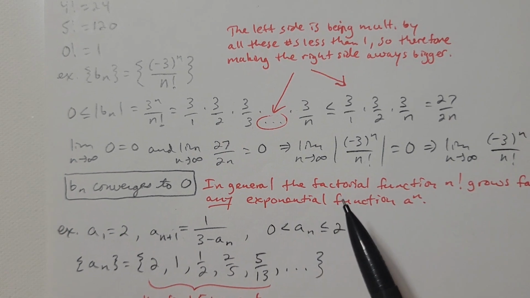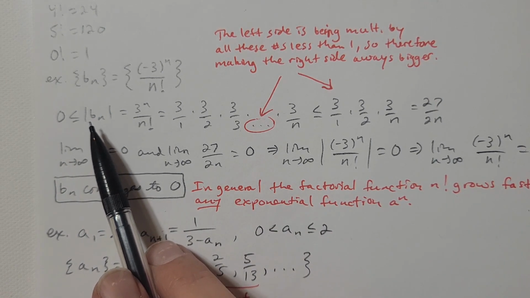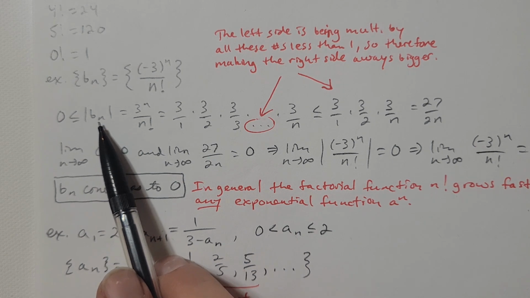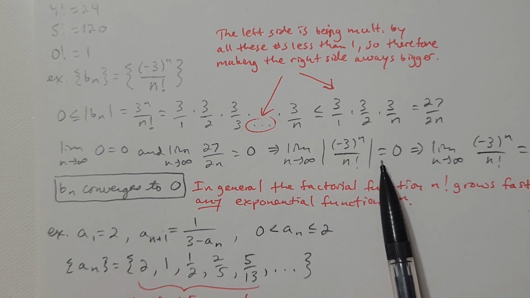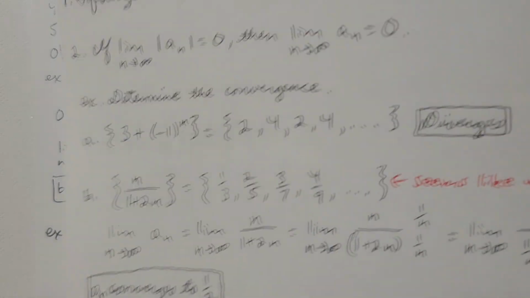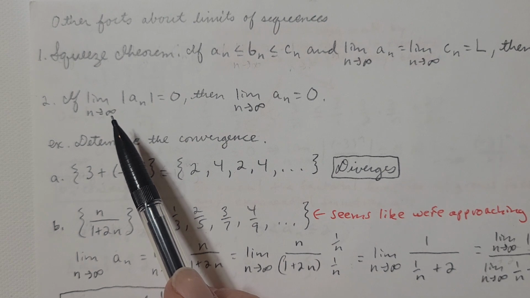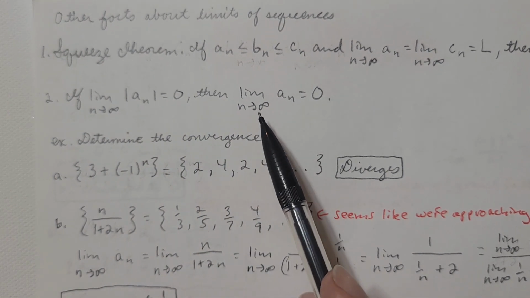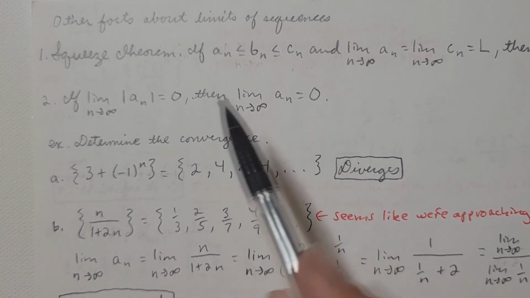Well, that means that the limit as n approaches infinity of the absolute value of the guy in the middle, negative 3 to the n divided by n factorial, is 0 by the squeeze theorem. And the next thing I'm going to do is use this statement here: if the limit as n approaches infinity of the absolute value of a sub n is 0, then the limit as n approaches infinity of a sub n is 0. But by the way, it has to be 0. It can't be any other number there.